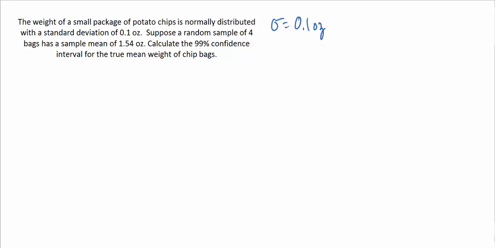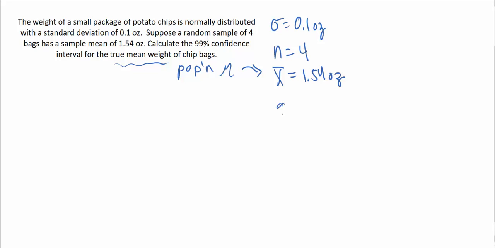And it says, suppose a random sample of 4 bags has a sample mean of 1.54 ounces. What that means is we have n, our sample size, equal to 4, then a sample mean equal to 1.54 ounces. We want to calculate a 99% confidence interval for the true mean weight of chip bags. So we want to find an estimate for the population mean mu. The best guess for this, or our point estimate, will be x bar, and we want to calculate then a 99% CI, confidence interval or interval estimate.